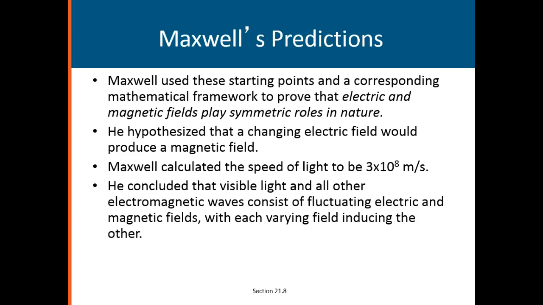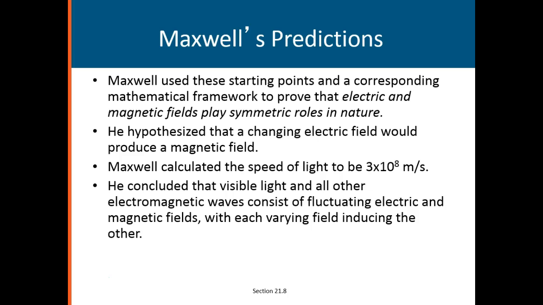His predictions: he used those starting points and a corresponding mathematical framework to prove that electric and magnetic fields play symmetric roles in nature. Now, I don't know if I want to say symmetric or quasi-symmetric. They're not quite symmetric to each other, but awfully close. He hypothesized that the changing electric field would produce a magnetic field. That had not been proven until probably 50 to 70 years after his death, but he hypothesized it way before we had the technology to do it.